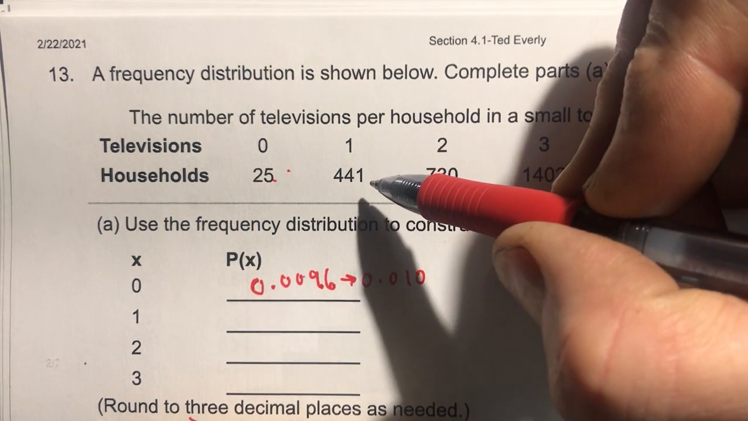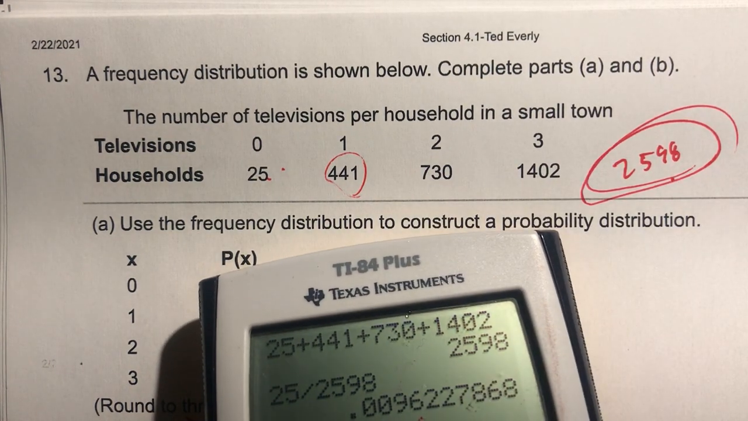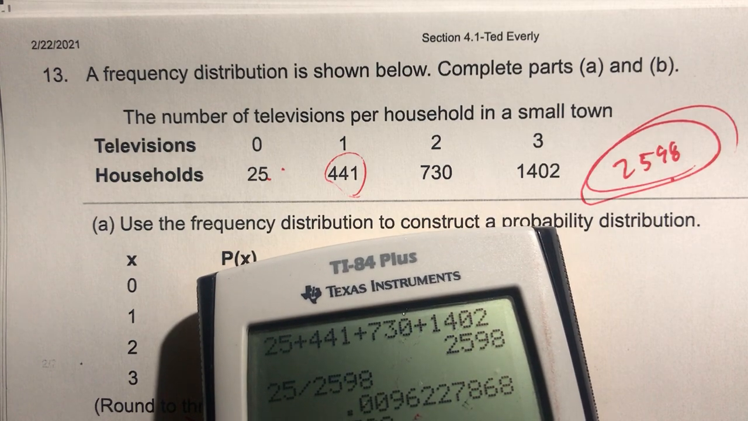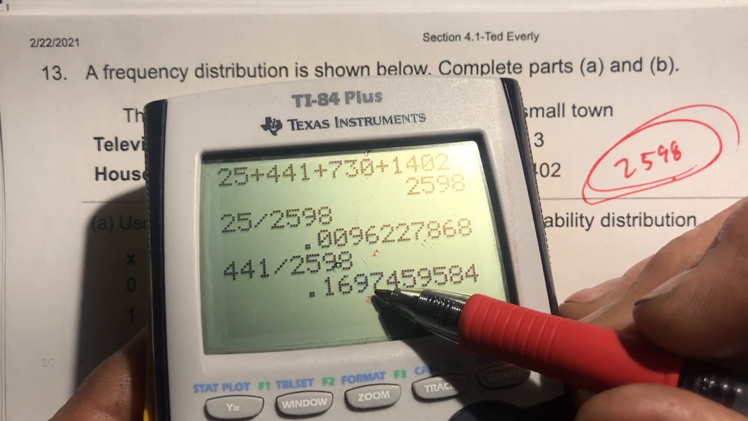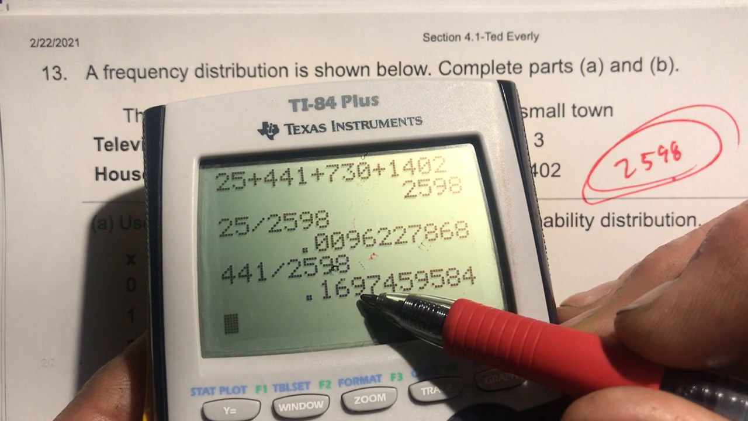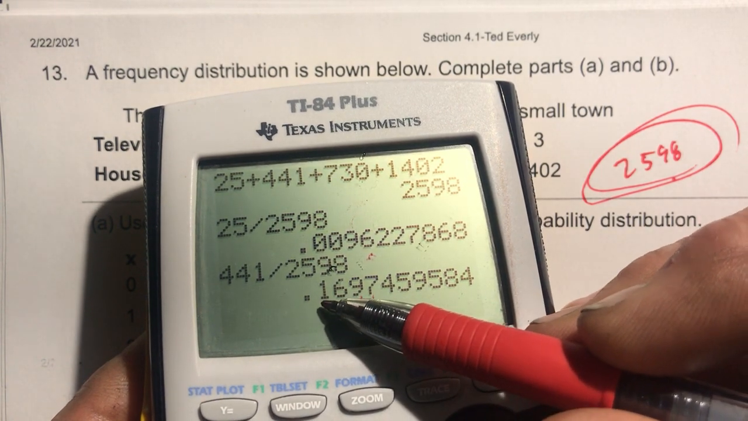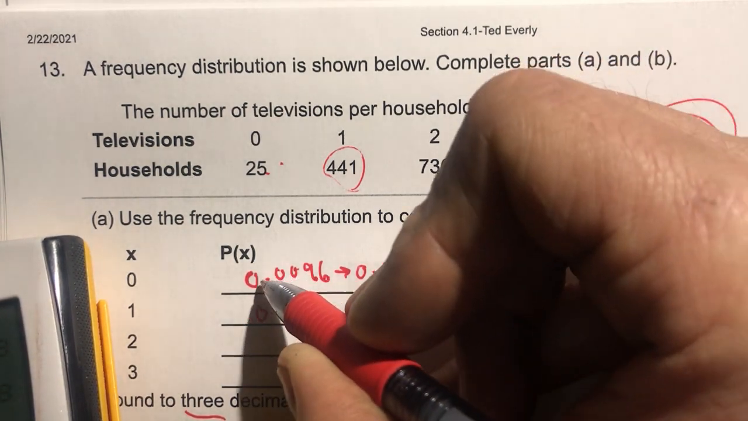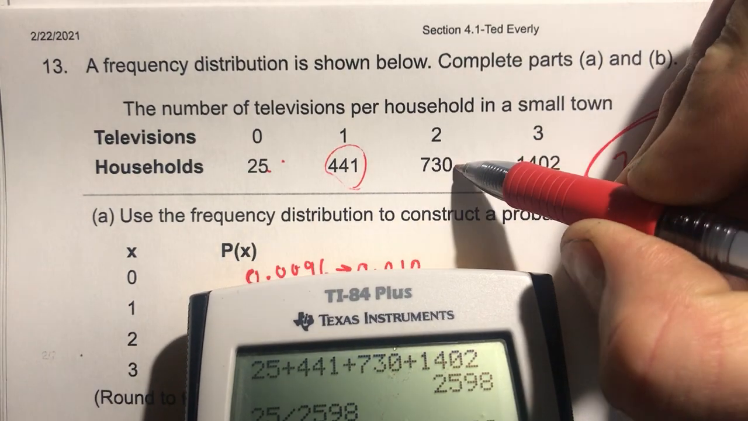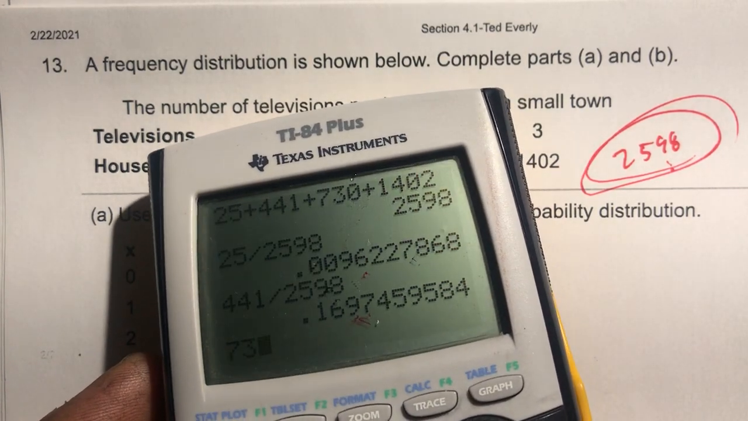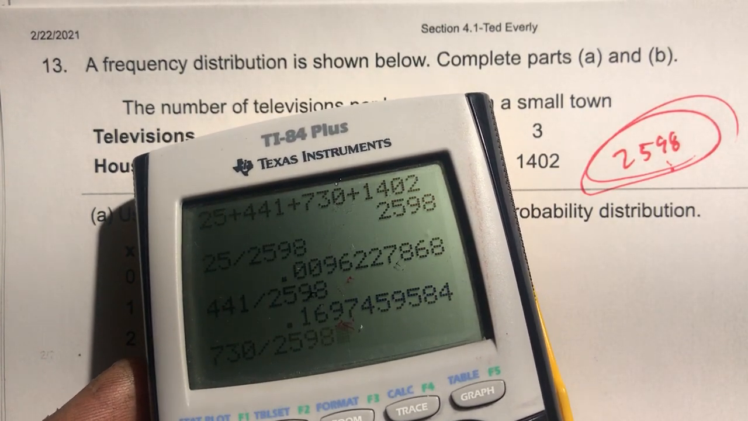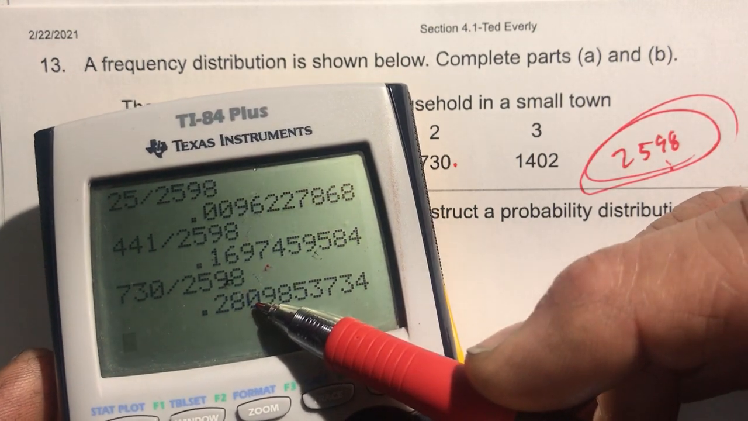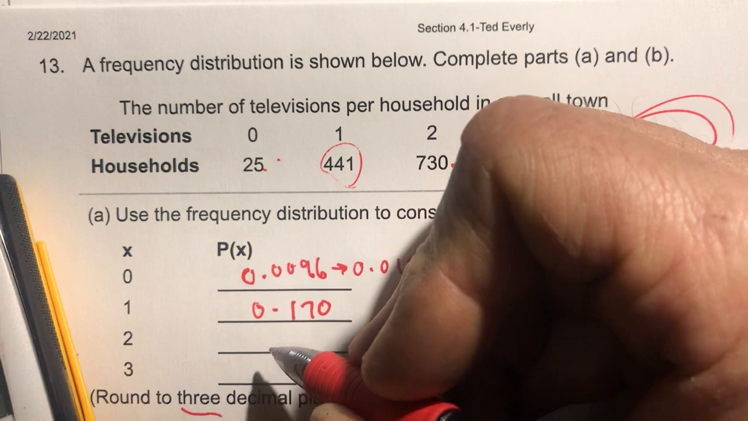Number 2, there's 441 divided by that. 441 divided by 2598 comes up to 0.1697. The 7 makes the 9 go up to 10, which makes that go up to 7, so 0.170. Then 730 divided by 2598 comes up to 0.2809. The 9 makes the 0 go up to 1, so 0.281.